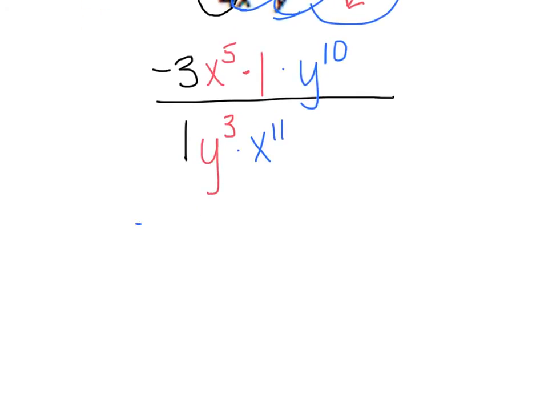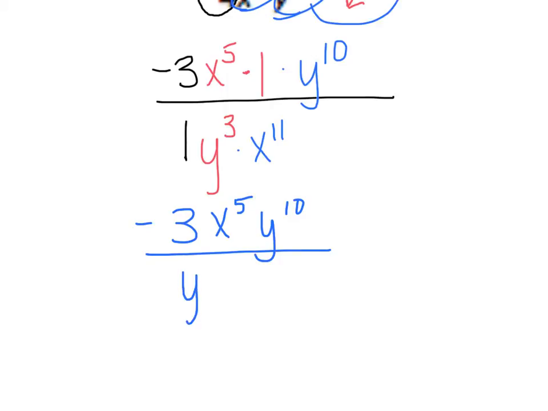I have negative 3, and times 1 is still negative 3, and I'm just going to rewrite all of this in the same order. The 1 on the bottom doesn't really matter because I have something holding it, so I'm going to write the x first, actually. So x to the 11th and y to the 3rd.